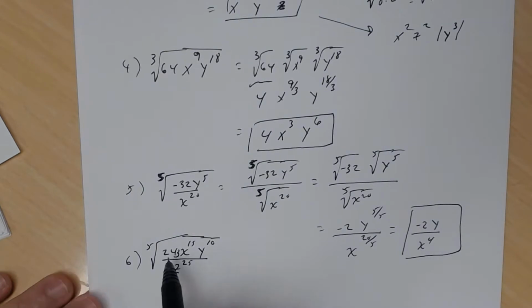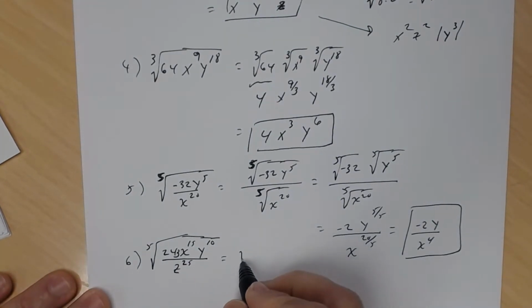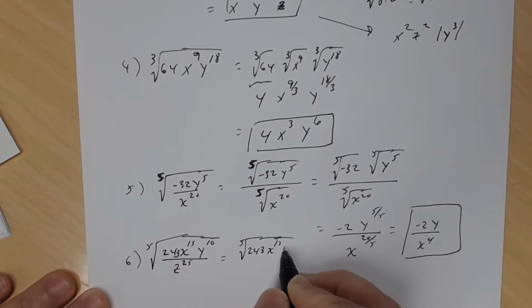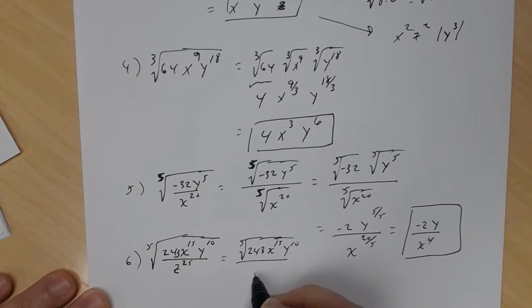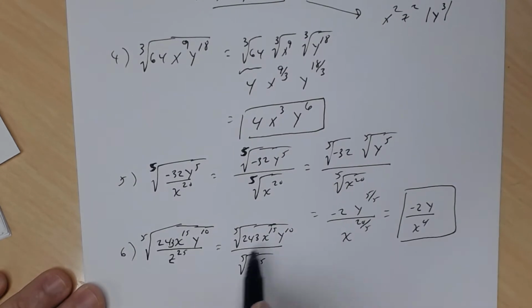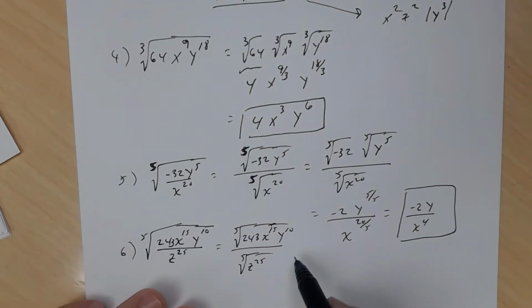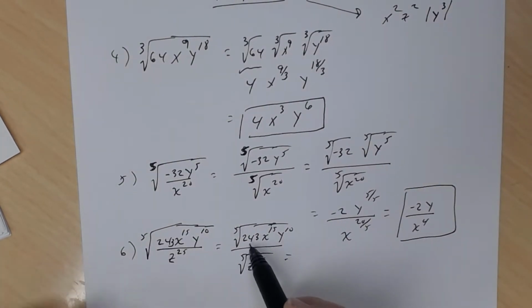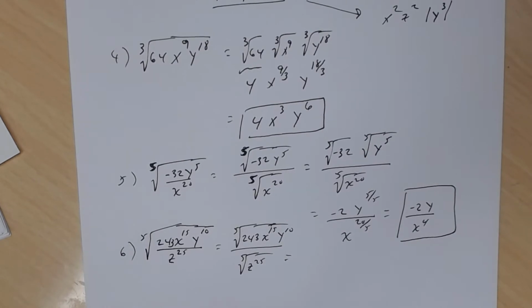All right, so again, just using this idea, you're going to say that's going to be the fifth root of 243 x to the 15th y to the 10th divided by the fifth root of z to the 25th. So at this point, though, what you can do is skip a lot of these steps. At some point you should be able to do this. So the fifth root of 243, you're going to ask yourself, what number times itself 5 times is 243? Now, for some of you, you may need to use your calculator. So let's talk about using a calculator with this.